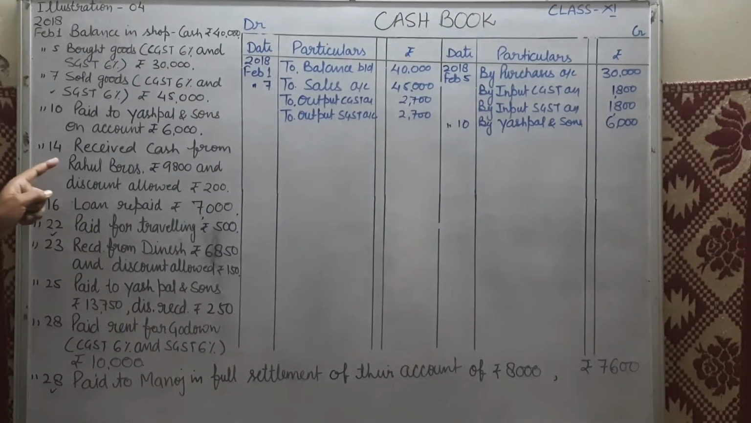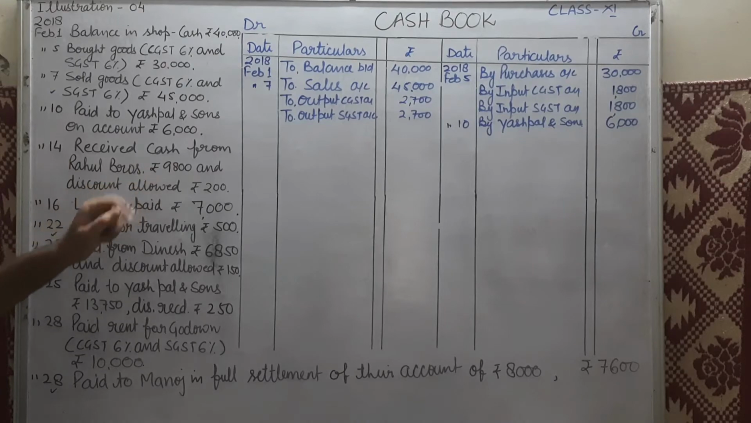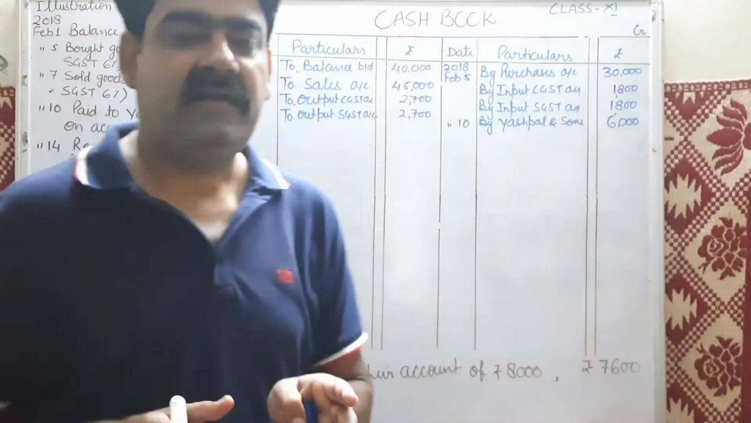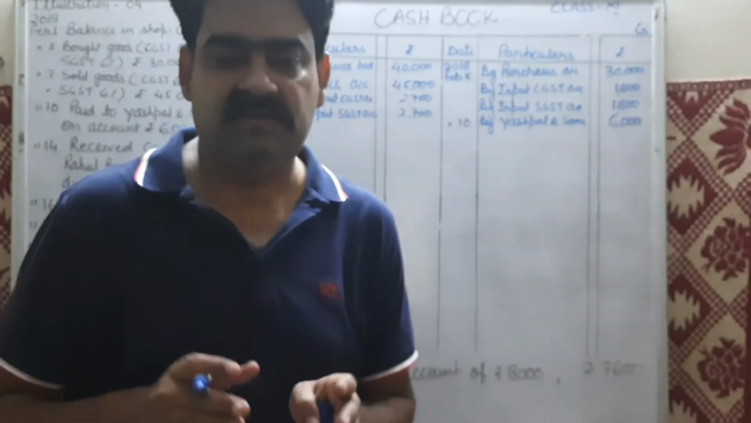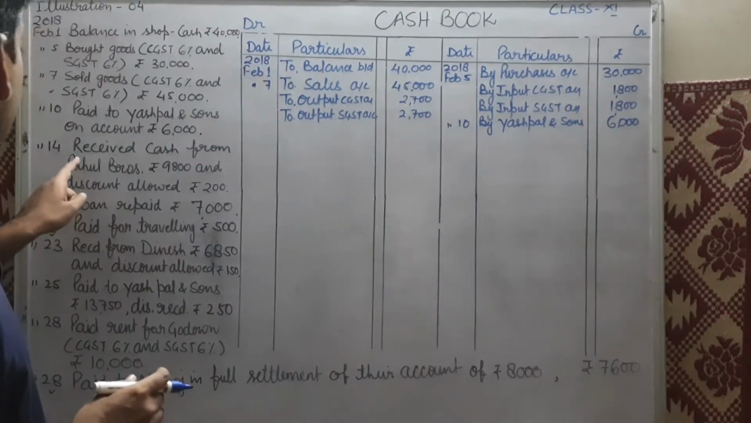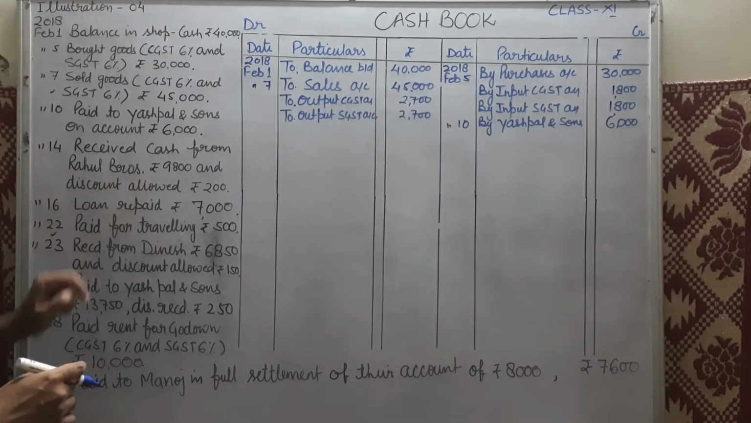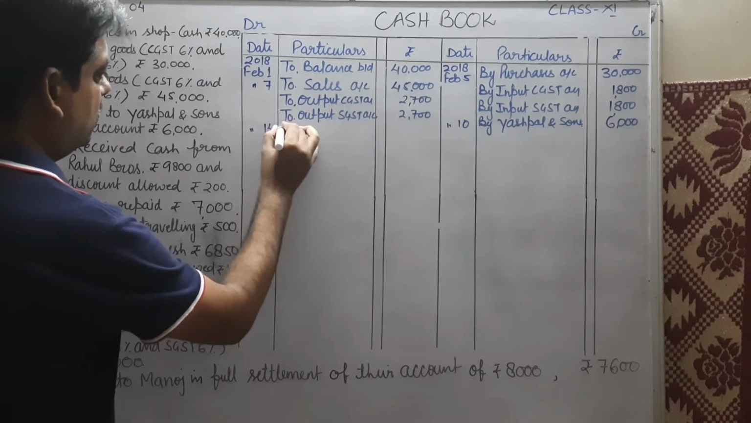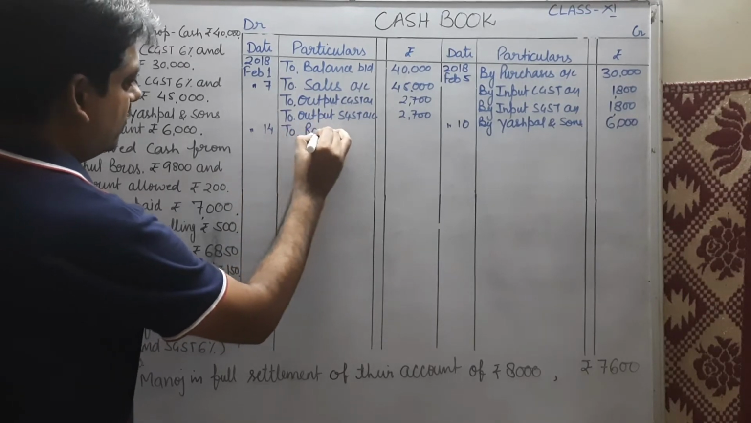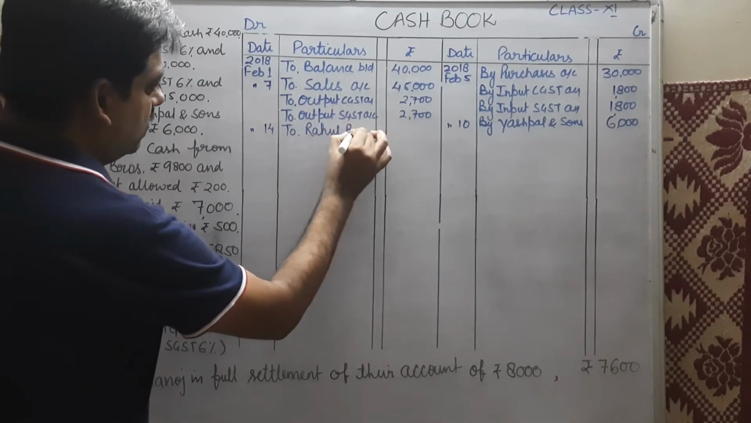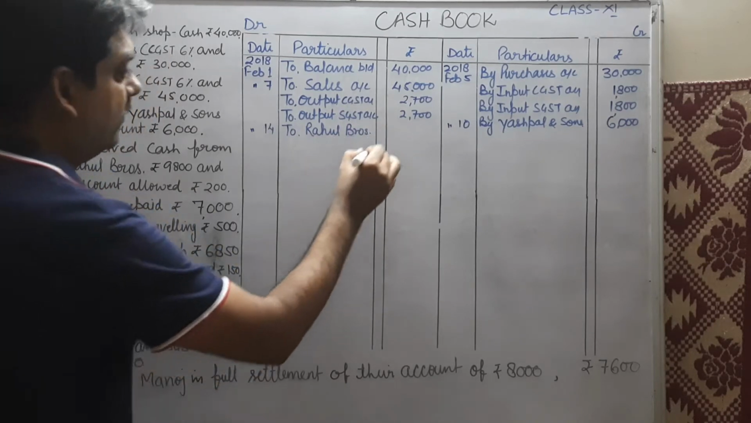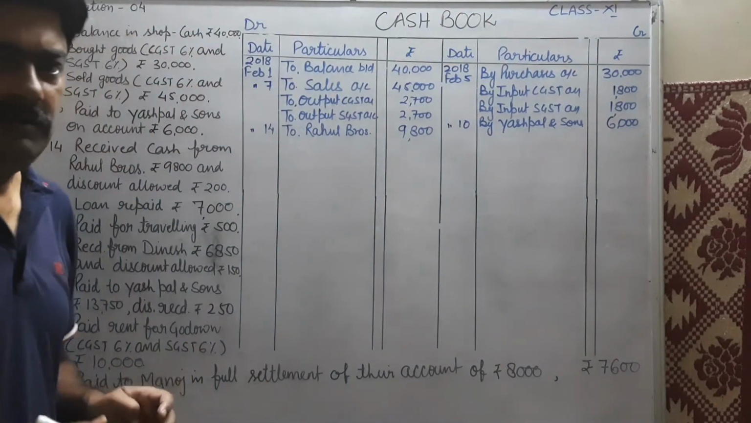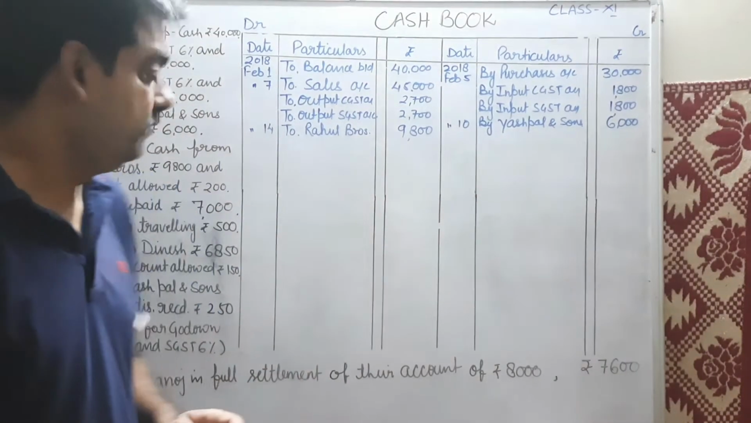Next transaction is received cash from Rahul Brothers rupees 9,800 and discount allowed rupees 200. See, in our cash book we have to ignore all the transactions related with discount. So simply we are receiving 9,800 from Rahul Brothers. So on Feb 14 to Rahul Brothers 9,800 will come in cash column. Okay. All the treatments regarding discount will be ignored.